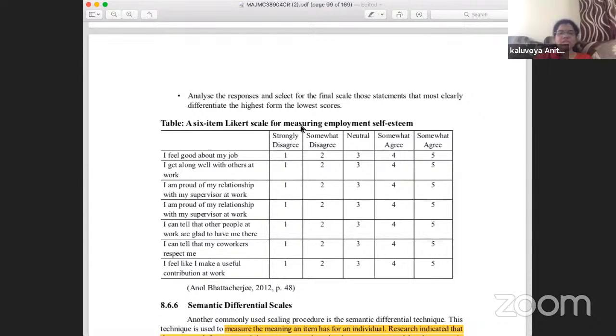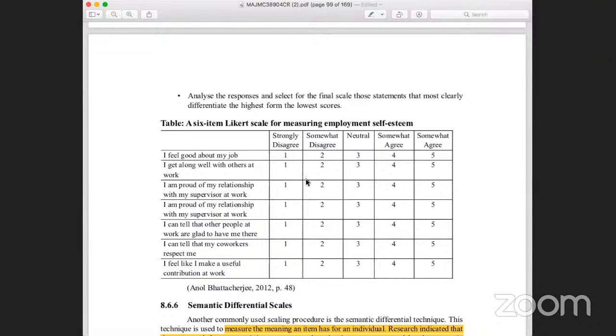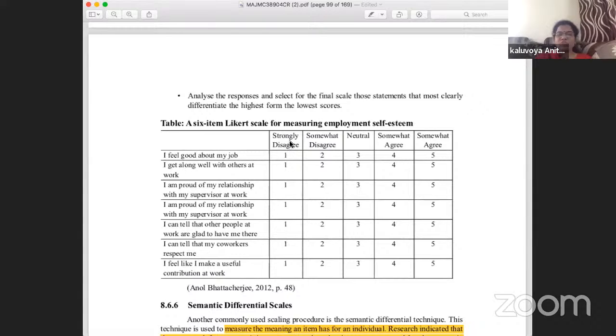A 6 item Likert scale for measuring employment self esteem. Yes, madam. Okay, so this is a Likert scale. This is how they develop. I told you there will be strongly disagree, somewhat disagree, neutral, somewhat agree, strongly agree. Now these are the statements I'm talking about. I feel good about my job. If the person says strongly disagree, he will give one, like that. So here you have stronger statements, and here you have weaker statements. You have some positive, and you will also have some negative.